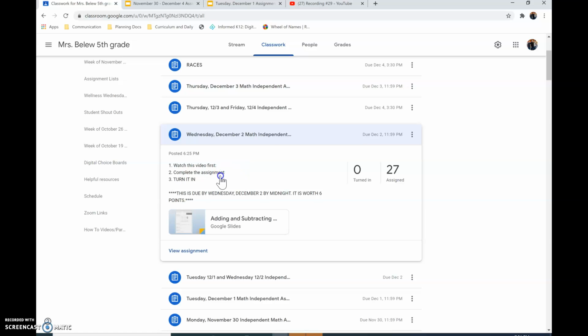Complete the assignment, turn it in. This is due by Wednesday, December 2nd, by midnight. It is worth 6 points. So you'll click right here.